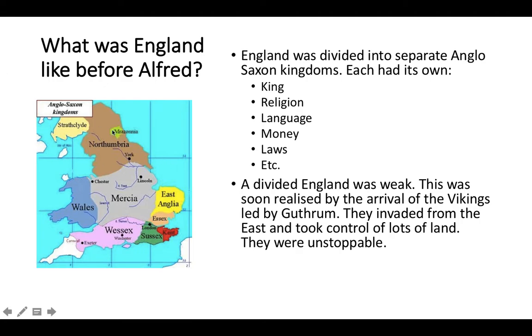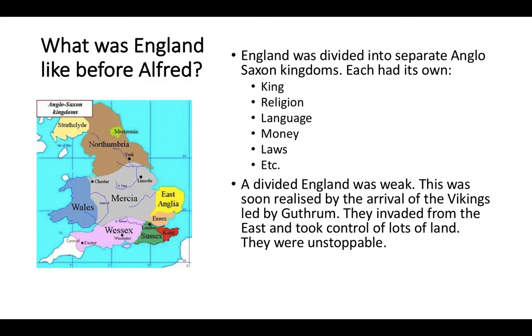It might have its own religion, its own language. They speak a completely different language to the country next to them. They'll have their own money. Different kingdoms might be more rich than others, and they'll also have different laws, and there are lots of other things that they have that are different. So it's important to note that before Alfred, England was divided, and if England is divided, it means these counties won't come to each other's aid and won't come to support each other, and that means England is very weak.